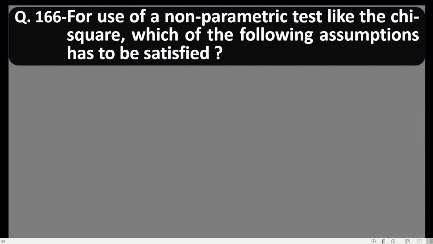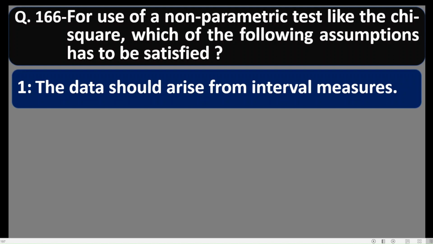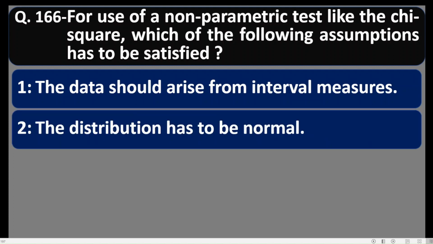Question 166. For use of a non-parametric test like the chi-square, which of the following assumptions has to be satisfied? Assumptions for non-parametric test. Number 1, the data should arise from interval measures. It is impossible. If interval measures is there, then parametric test can also be used.